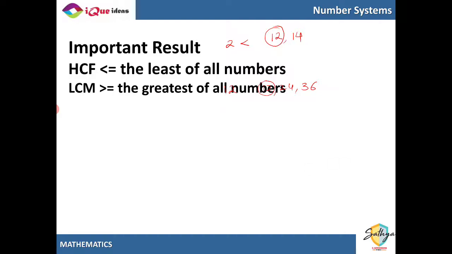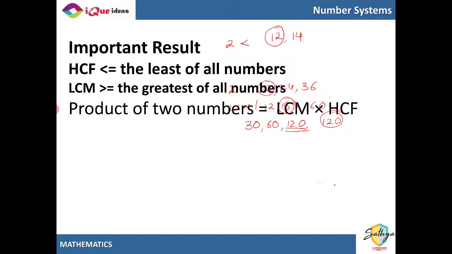So the HCF for a set of numbers can never be more than the smallest number of the group. Similarly, the LCM will be greater than or equal to the largest number in the group. For 12 and 15, the LCM is 60, which is larger than the largest number of the group. For 30, 60, and 120, the least common multiple is 120, which is equal to the largest number of the group. So the property is that the LCM will be greater than or equal to the greatest of all the numbers in the group.